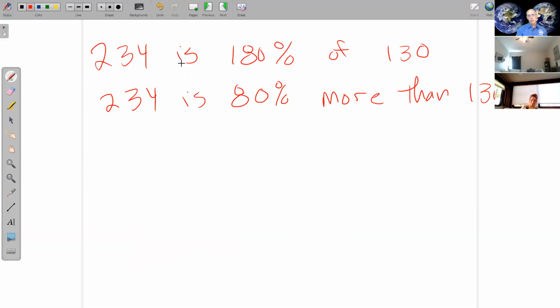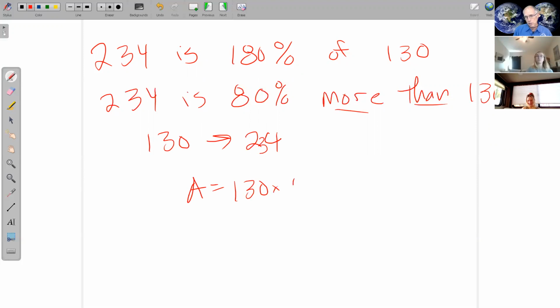With the 1, it's kind of a direct multiplier. Without the 1, I have to use more than. The 1 being the 100% difference in those two. So that's an important thing. So if I wanted to set up a model for this situation with the 130 jumping to 234 in the future, it would look something like A equals start at 130, the multiplier is the 1.8, and then raise it to the power t.